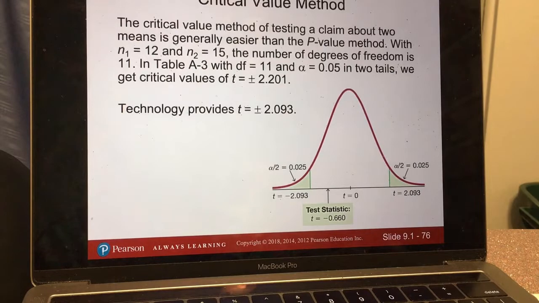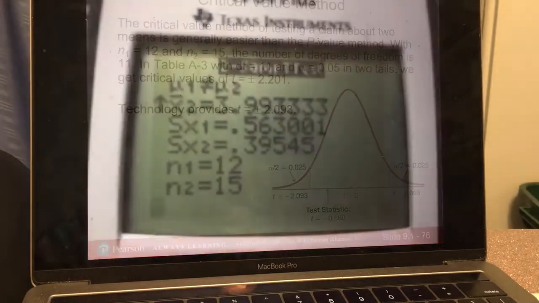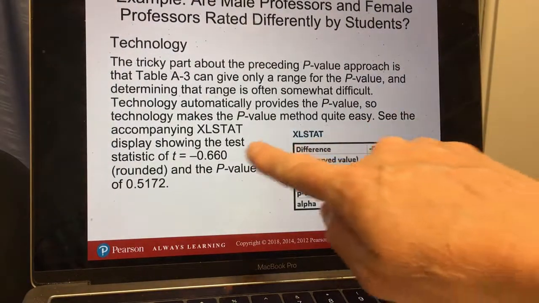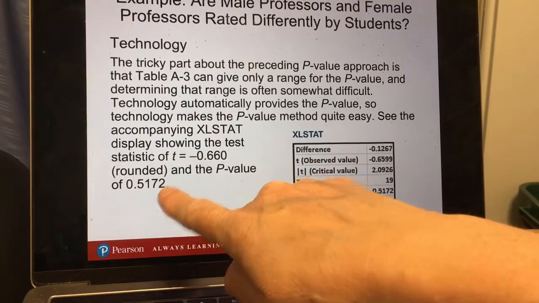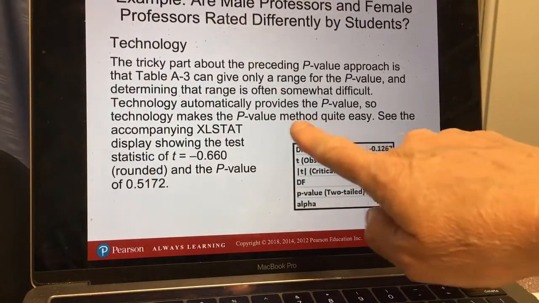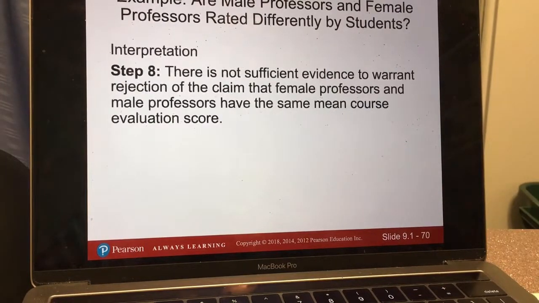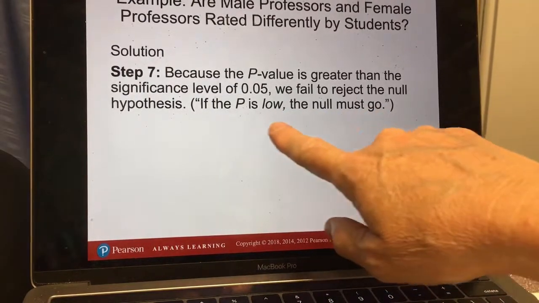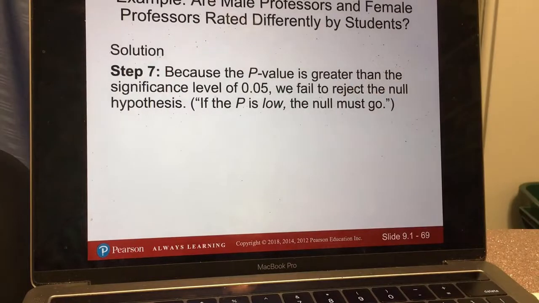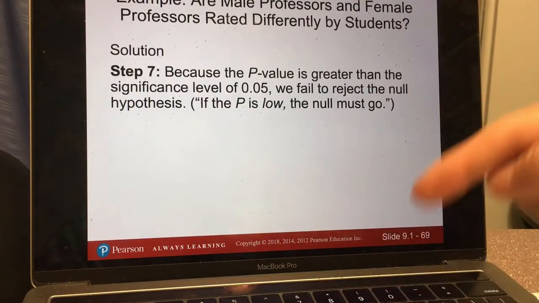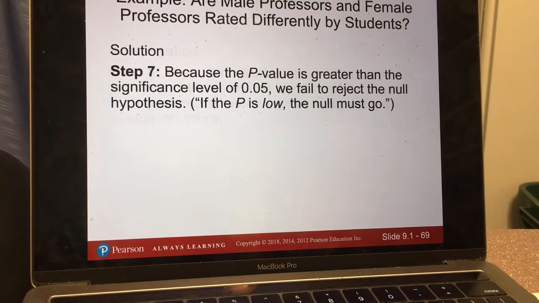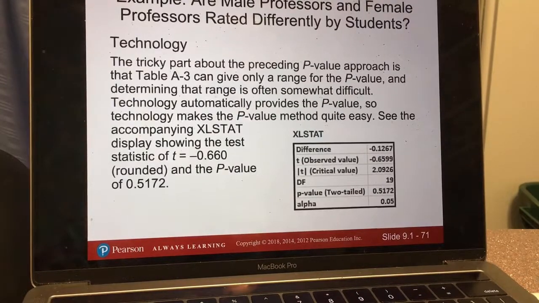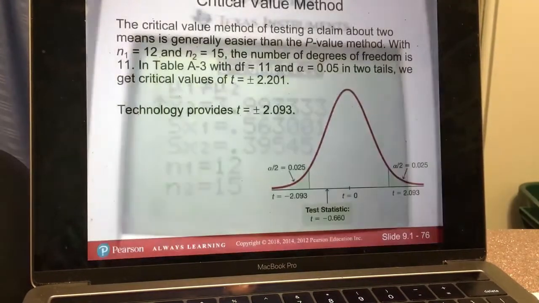So now the critical value method, we can do it with the p-value or the critical value. When they're doing it with the p-value, they're looking at the p-value 0.5172, okay, and if the p-value is low, the null must go. If the p-value is going to be less than in the tail, then the null must go. So it depends on where you're looking at the tail, the p-value's got to be in it. So that pretty much covers that one.